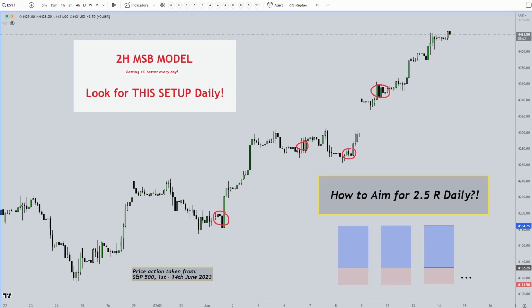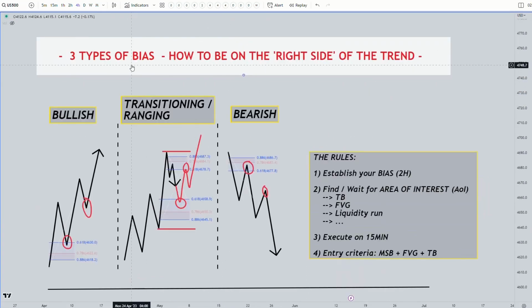Obviously, it all starts with having a clear plan, and this plan relies on identifying a bias to be able to position yourself on the right side of the trend. If you want to know more on how I define my 3 types of bias and what my rules are, then watch the video I will link to at the end of this video. But now let's jump right into our first example.